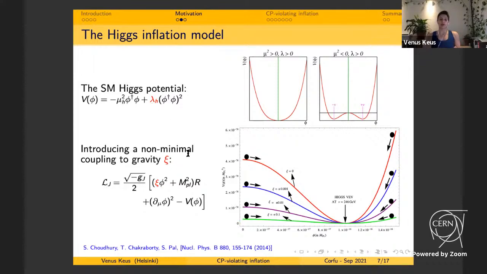One thing that you can do that would flatten your potential is allowing for what we call a non-minimal coupling of the Higgs field with the Ricci scalar. This coupling is called the non-minimal coupling to gravity. And by increasing this C value, you can flatten the Higgs potential. But in the Higgs inflation case, because lambda_h has a very large value of order 0.1, C has to be very, very large, of around 1,000 or so, for your potential to be flat enough for slow roll inflation to work, which is an unnaturally large value, and the model faces unitarity problems.